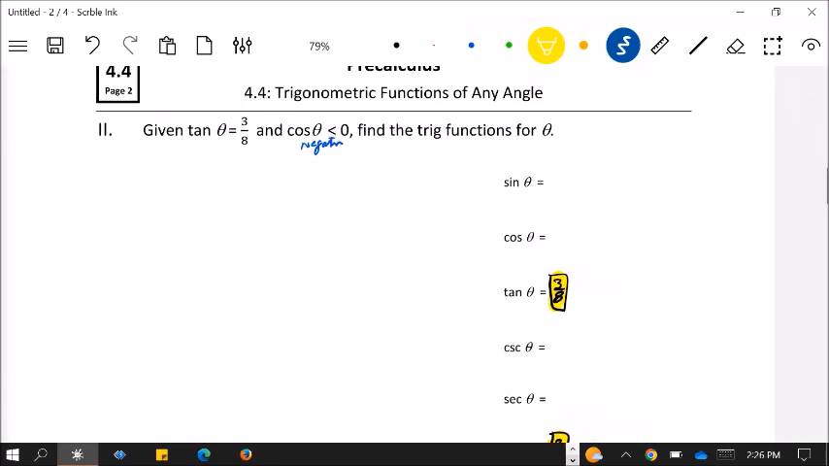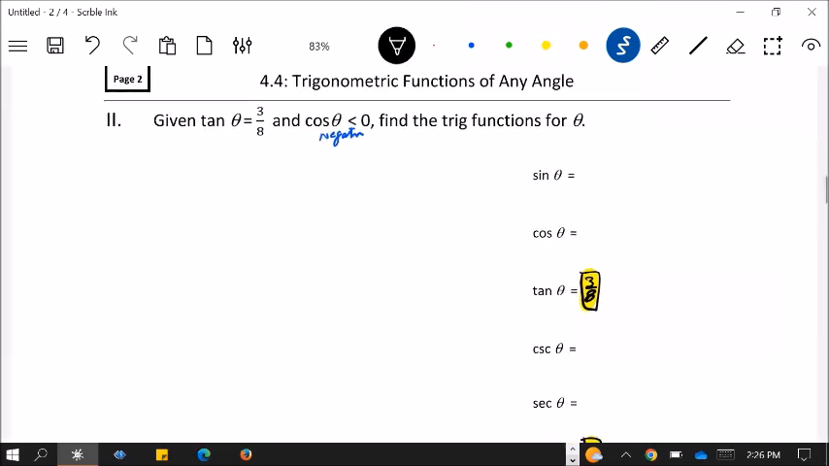All right, now, when you have the tangent, that means that this is the y and this is the x. So we now know that x equals 8 and that y equals 3. They're both positive here. Okay, wait a minute. It tells us the cosine's negative. If the cosine's negative, that means that the 8 has to be a negative. So x actually is equal to -8.